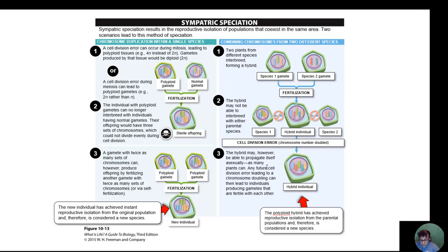The hybrid may, however, be able to propagate itself asexually, as many plants can do. Remember, we're not just talking humans here, we're talking other organisms on the planet. So many plants can propagate asexually. And so any future cell division error that leads to a chromosome doubling can then lead to individuals producing gametes that are fertile with each other. And so now you can end up with a new species. Okay, so that's sympatric speciation.